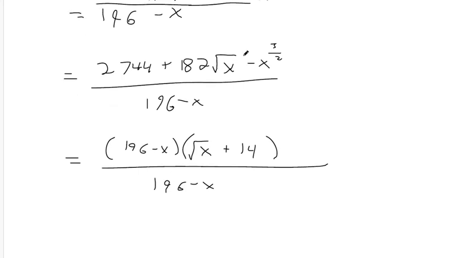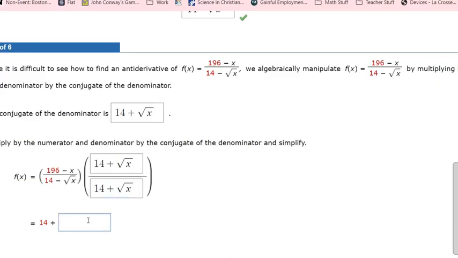Okay, so it's a tough algebraic problem here, but you can factor the numerator to be what I have here. And so the 196 cancels out, so I say it's square root of x plus 14 when you simplify. So this is 14 plus square root of x is what we want here.